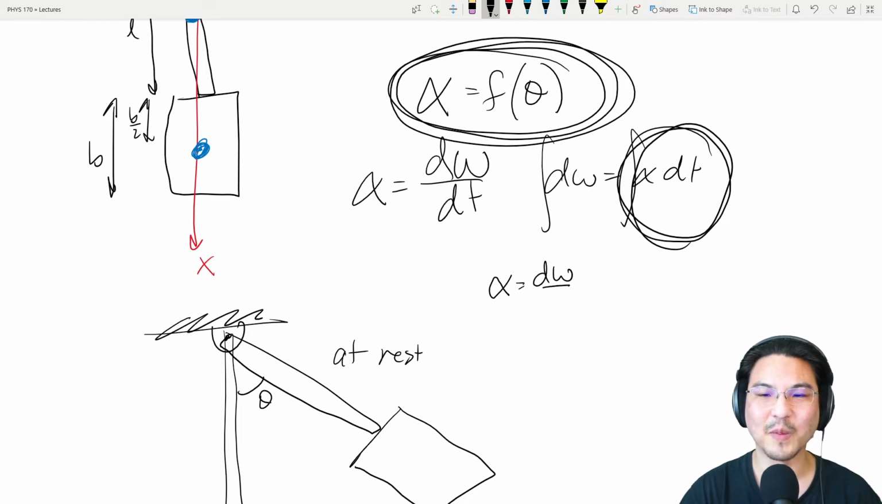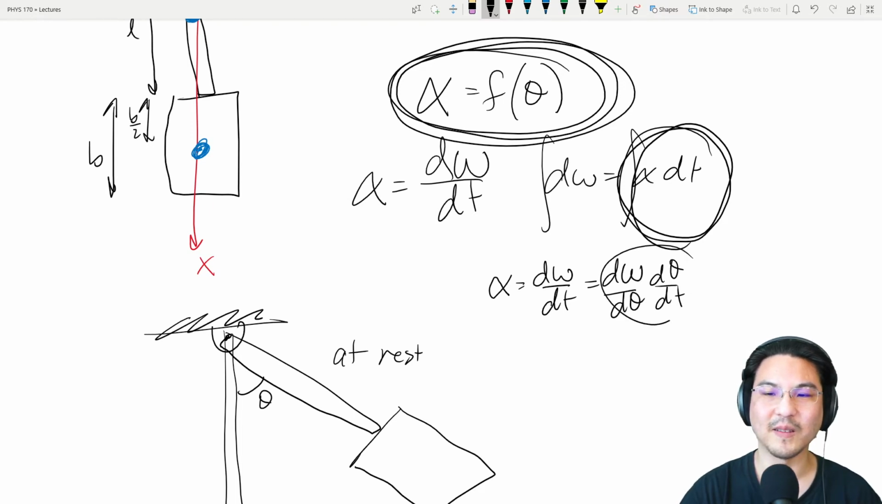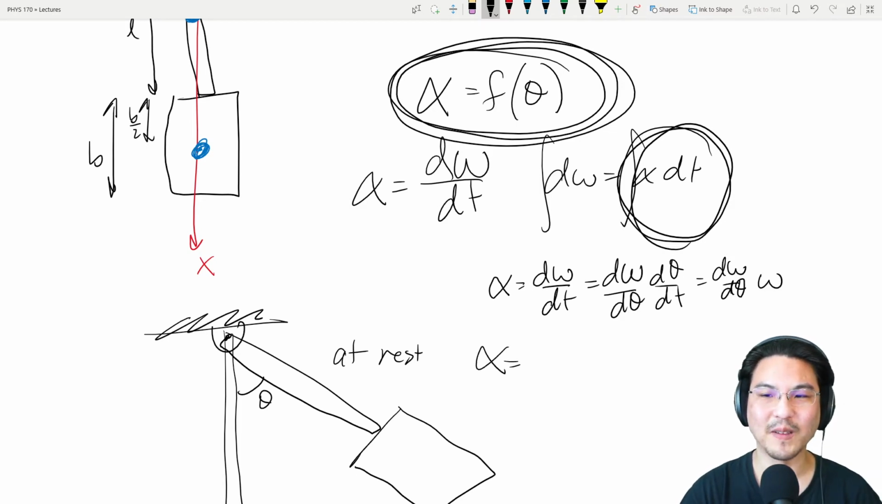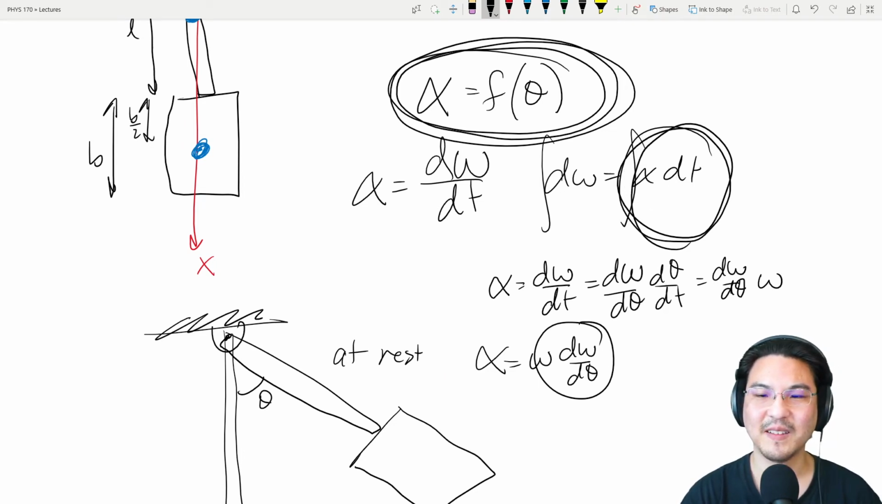this is d omega dt, but then you can do the chain rule like this. Right? See how that's the same? And then what is that? That's omega. So then alpha is omega times d omega d theta. That goes here. So, and then you can integrate over theta instead.